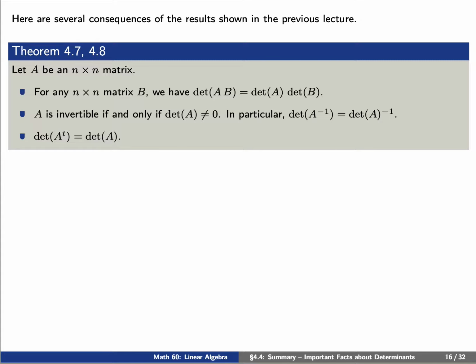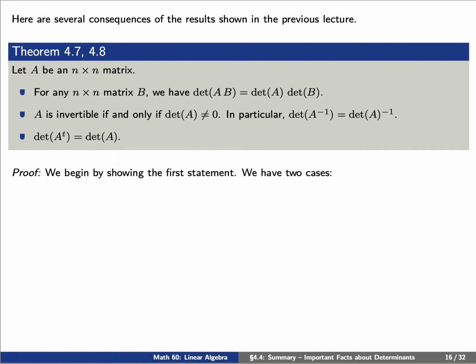That is, we say that the determinant is a multiplicative function. A is invertible if and only if its determinant is non-zero. This actually explains why we've used the word determinant. It actually determines whether a matrix is invertible. In particular, the determinant of the inverse of A is the reciprocal of the determinant of A. And finally, the determinant of the transpose of A is just equal to the determinant of A.